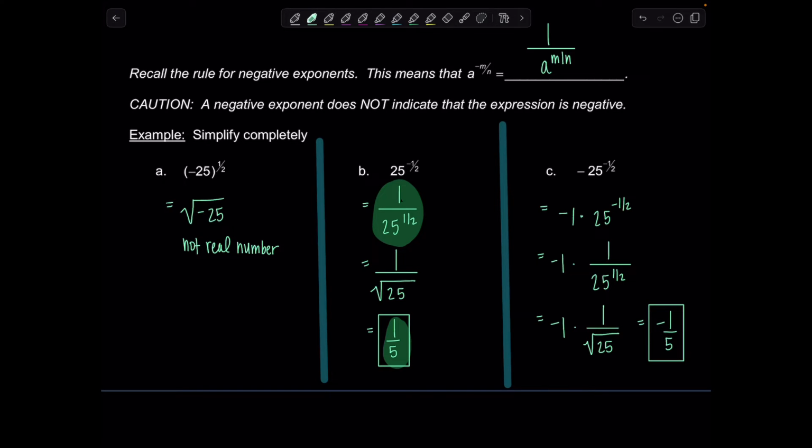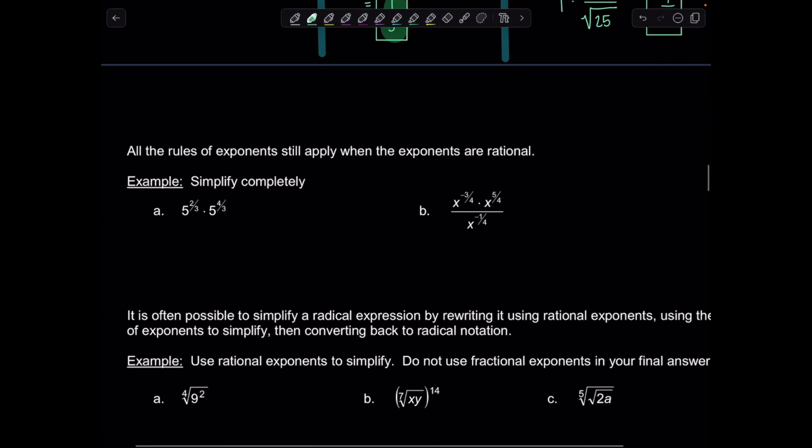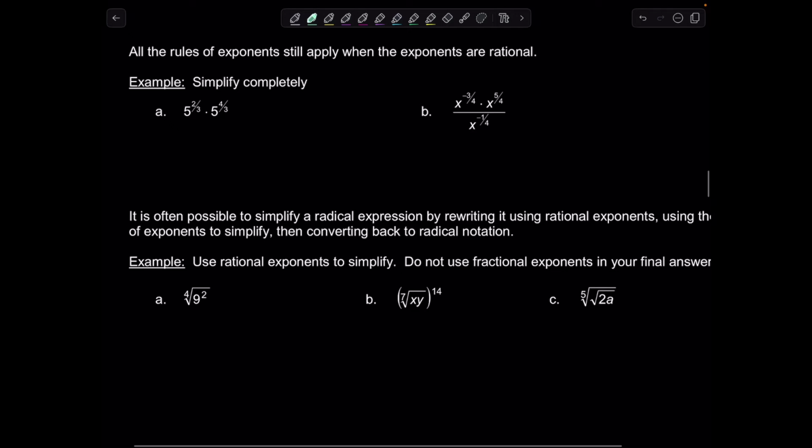Beautiful. Now, just keep in mind, all of the rules of exponents still apply when the exponents are rational. So they don't have to be integers in order for us to add them or subtract them or apply any of the rules that we reviewed in the beginning of the lesson. So let's just practice a little bit. If you have 5 to the 2/3 times 5 to the 4/3, the same rules apply. We add these exponents together.